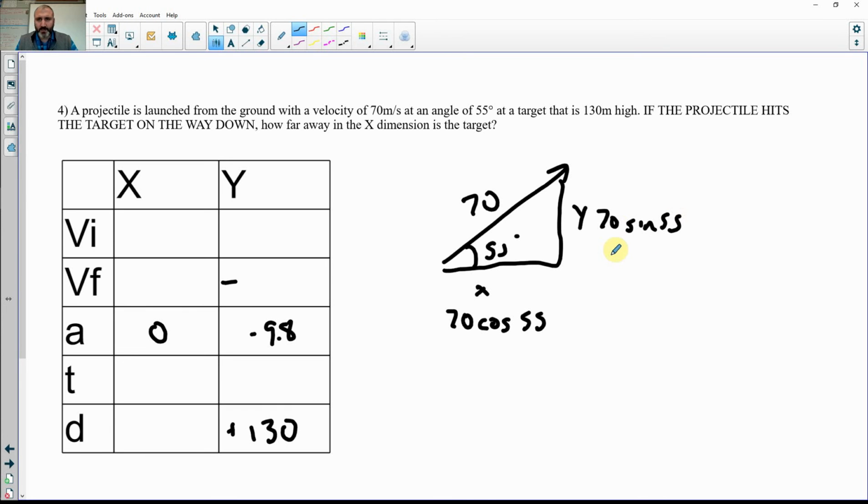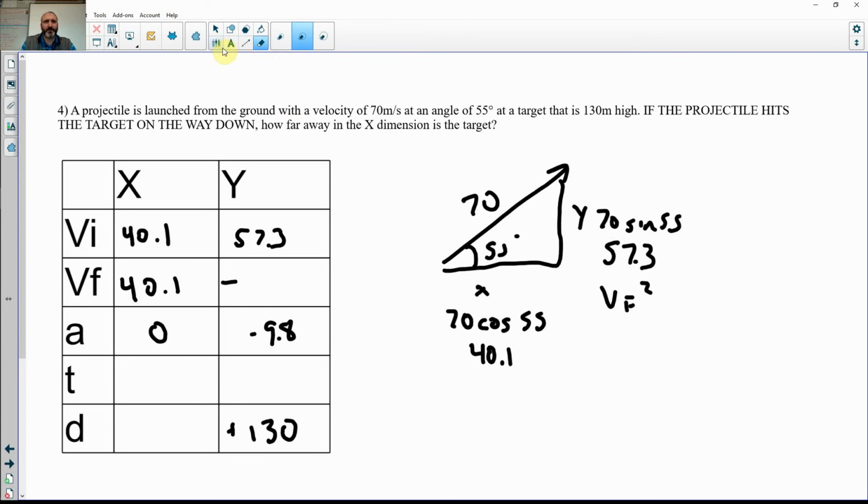So 70 sine 55 is going to be 57.3. And 70 cosine 55 is going to be 40.1. So 40.1 for the x. This is going to be 57.3, but because we have a displacement, it can't come back down at negative 57.3. It's going to come down at something else. So again, we have to figure out the final velocity, and we'll do that using the equation VF squared equals VI squared plus 2AD.